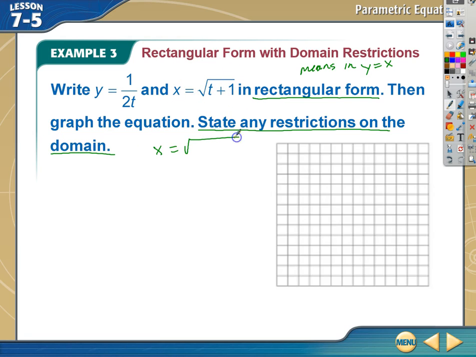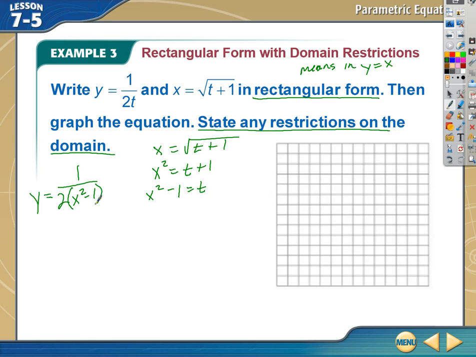So x equals the square root of t plus 1. Undo square rooting, so I square both sides. I get x squared is equal to t plus 1. And now I have x squared minus 1 is equal to t. Once I have that, I can come over to my y equals 1 over 2, and what's t? Well, t is now x squared minus 1. Ta-da! That's my equation. So that step's not hard.